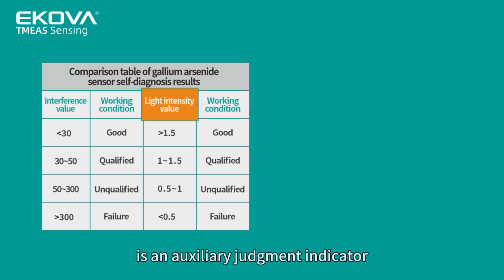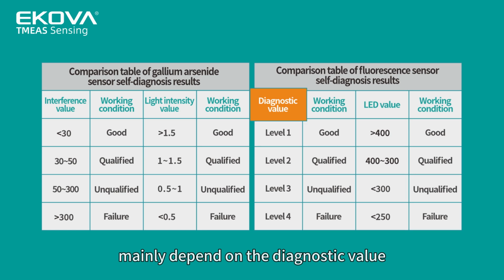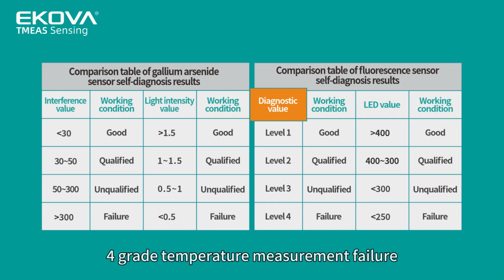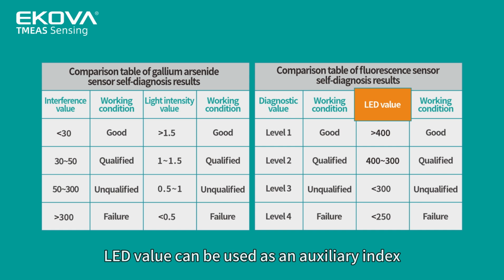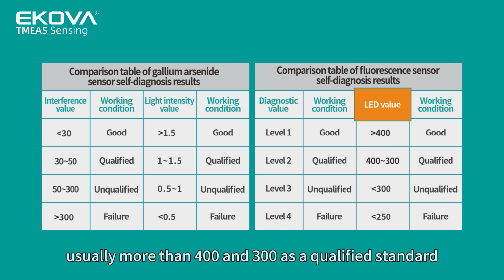Light intensity is an auxiliary judgment indicator that represents the intensity of sensor light signals collected by the host, usually above 1. The fluorescent self-diagnosis results mainly depend on the diagnostic value. The smaller the grade, the better. Grade 1 is the best, grade 2 qualified, grade 3 unqualified. For grade 3, temperature measurement fails. The LED value can be used as an auxiliary index. It represents the host's light signal intensity from the sensor, usually more than 400, with 300 as the qualified standard.